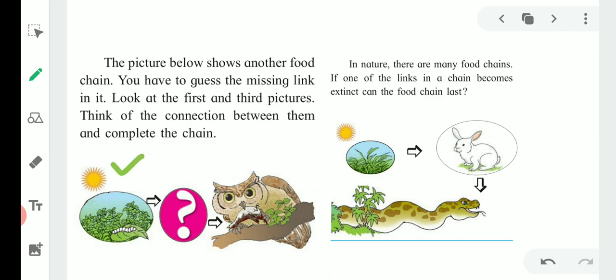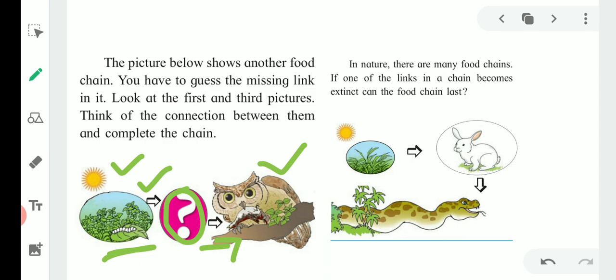Here you can see the sun, with the help of which grass and plants are growing. Plants are eaten by this caterpillar, and this caterpillar is eaten by the small bird, and the small bird is eaten by the owl. In nature, there are many food chains.